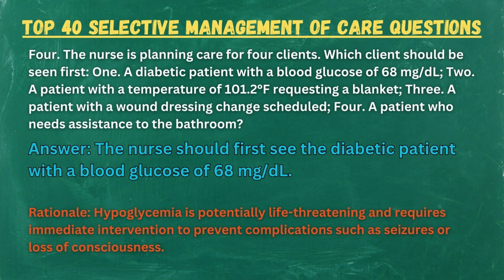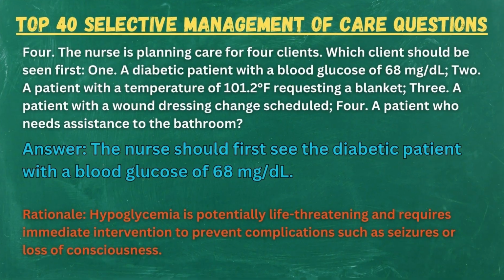Answer. The nurse should first see the diabetic patient with a blood glucose of 68 milligrams per deciliter. Rationale: hypoglycemia is potentially life-threatening and requires immediate intervention to prevent complications such as seizures or loss of consciousness.